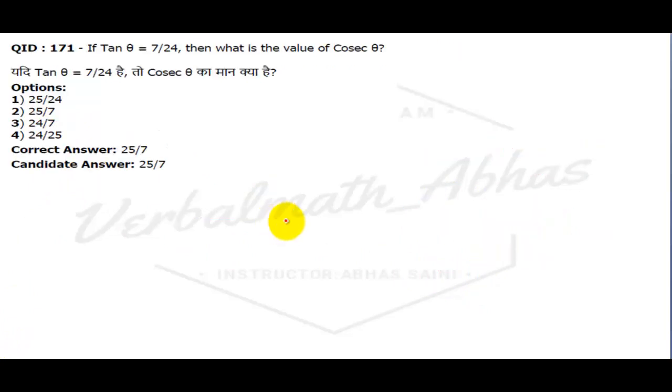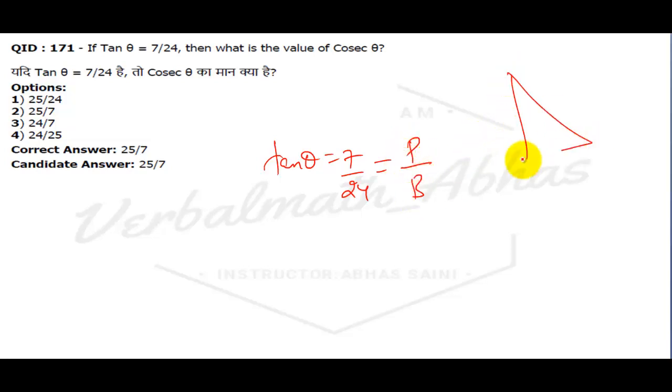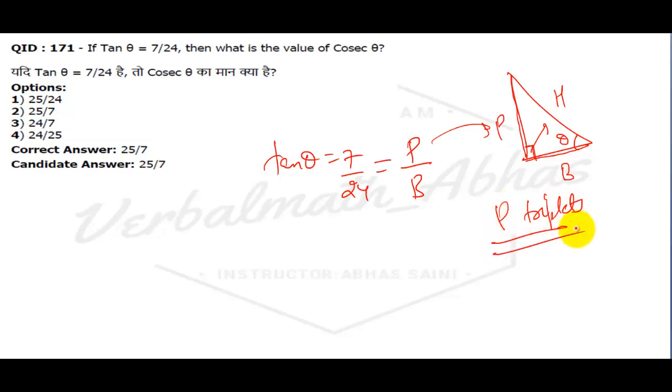Now next question. Again it is from trigonometry. If tan theta is given to you as 7 by 24, which means P upon B is given. In a right angle triangle with this as your theta, the side opposite to theta is the perpendicular, or P, the side which provides the base to theta is B, and the side opposite to 90 is always the hypotenuse. So I can directly use Pythagorean triplets or the Pythagoras theorem. If P is 7 and B is 24, the hypotenuse will be 25 only.